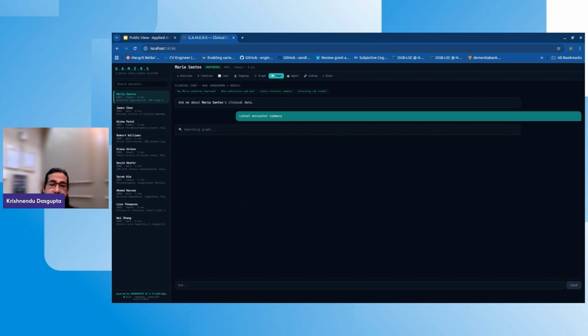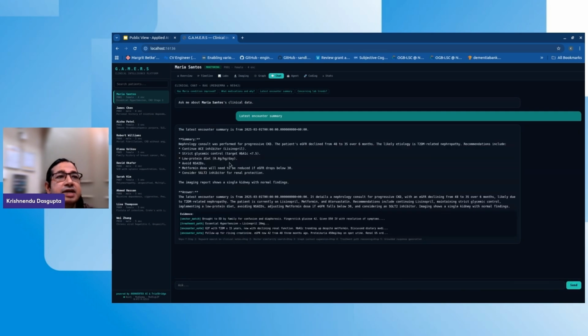Now, while this is running, it is searching the graph and trying to understand what exactly Mario Santos' clinical data contains. It's looking into the data, the different connections of nodes, and different aspects of data points. If it is trying to find out what was happening in that last encounter, it will not just fetch the data, it is going to fetch a complete set of information and will also give out how exactly it found that information. So it will take a while to generate this.